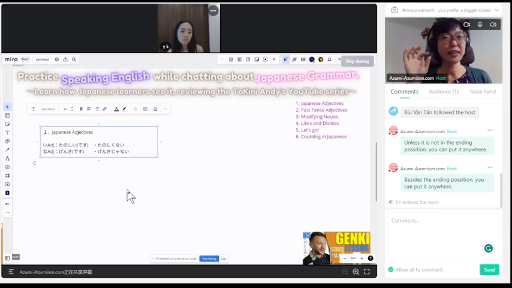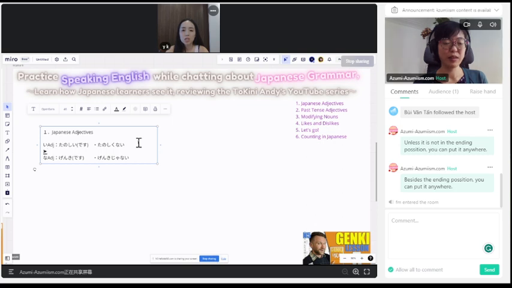Good. Japanese adjectives. How many kinds of adjectives does Japanese have? Adjective? Okay, 2. That's right. 2 types. Tell me what their names are. Okay, i adjective and na adjective. Okay, why is i adjective named i adjective? Okay, always ends with i. I adjectives always end with i. How about na adjectives? Na adjectives don't always end with na.